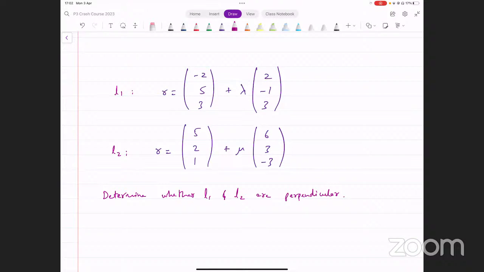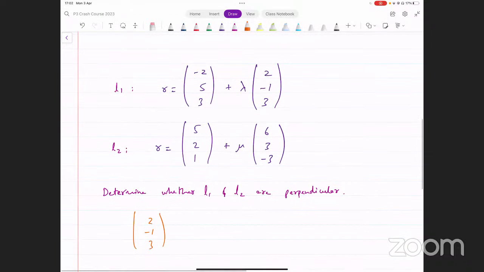Now, in this case, we're not talking about vectors, we're talking about lines, equations of lines. We have these two equations. How do we prove that these two lines are perpendicular? Again, all we need to worry about is the direction of the line. That's all that we care about, because direction is going to tell us whether they are perpendicular or not. So we just take their direction vectors. 2, -1, 3. This is the first direction vector. Dot the other direction vector, which is 6, 3, -3.